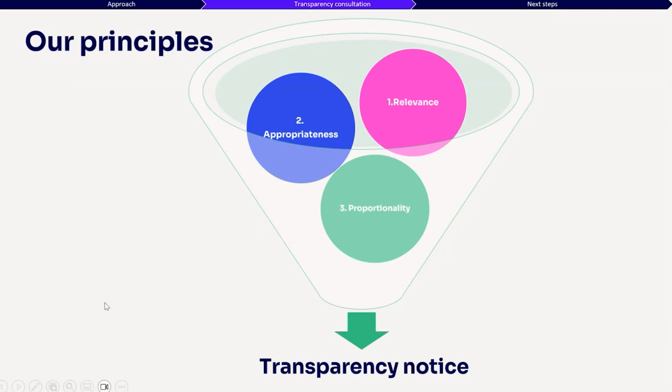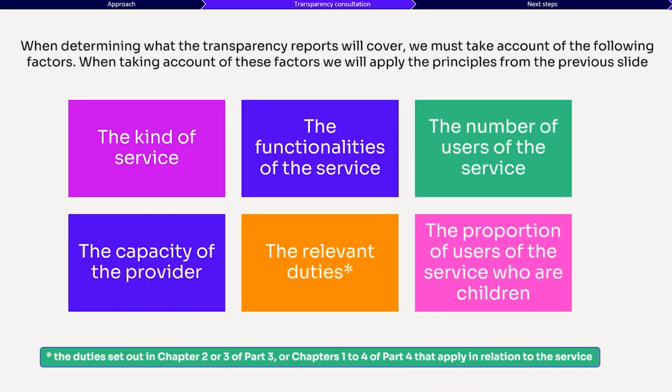The application of these key principles is going to help us to tailor the information that we require for individual services. So what this means is that not every transparency notice will look exactly the same. These principles will result in transparency notices that are, when needed, specific to an individual service and how it operates in practice. So we'll dig into this in a little more detail now. Next slide, please, Ramneet.